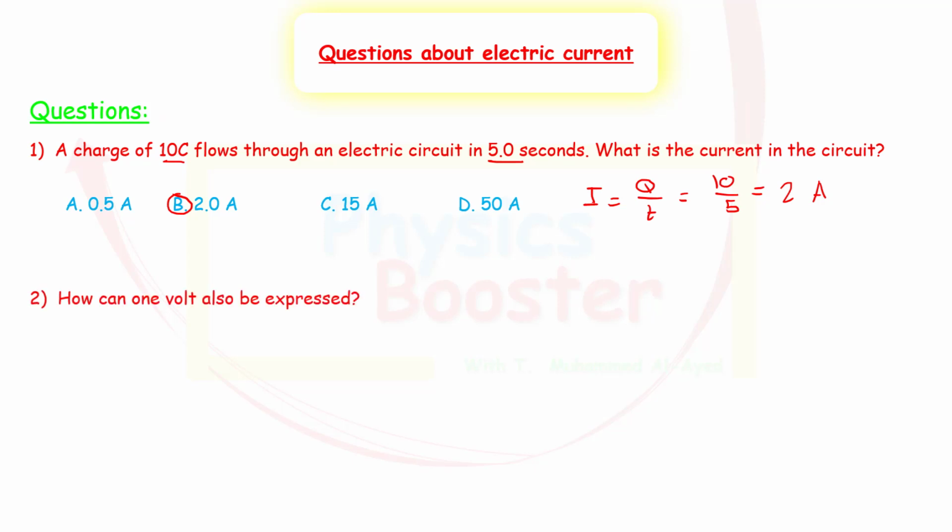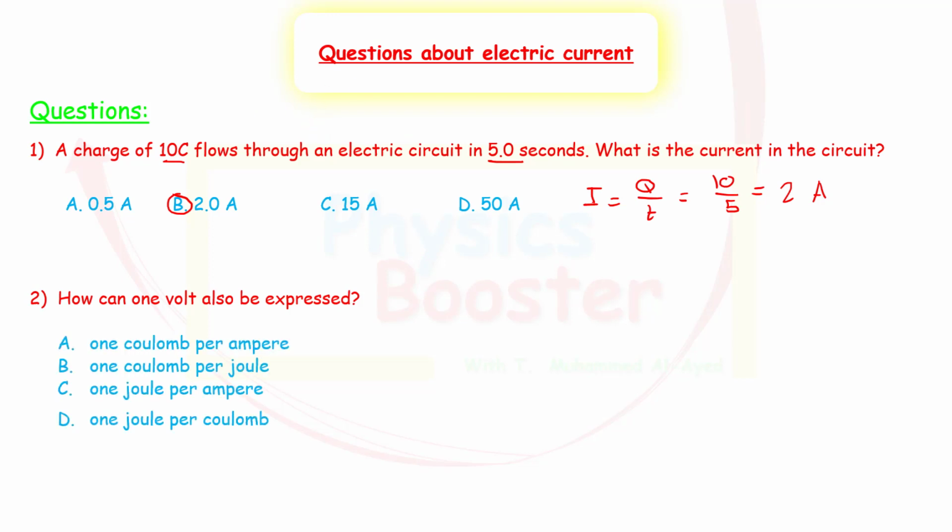Question number 2. How can 1 volt also be expressed? We learned before that if we give 1 coulomb 1 joule of energy, we will have 1 volt. So let's see what choices I have. So it's coulomb per ampere, coulomb per joule, joule per ampere, and joule per coulomb.